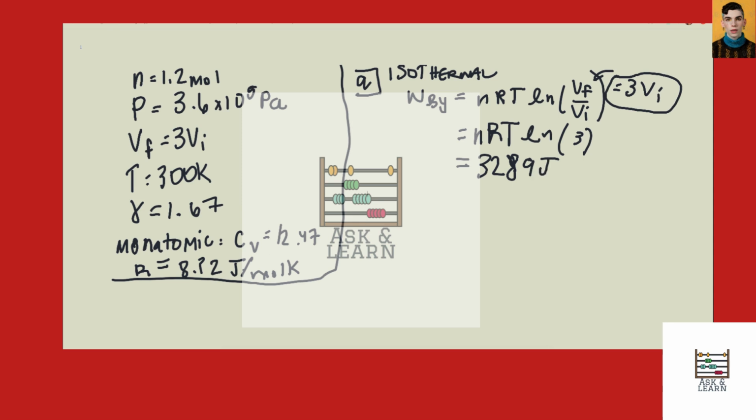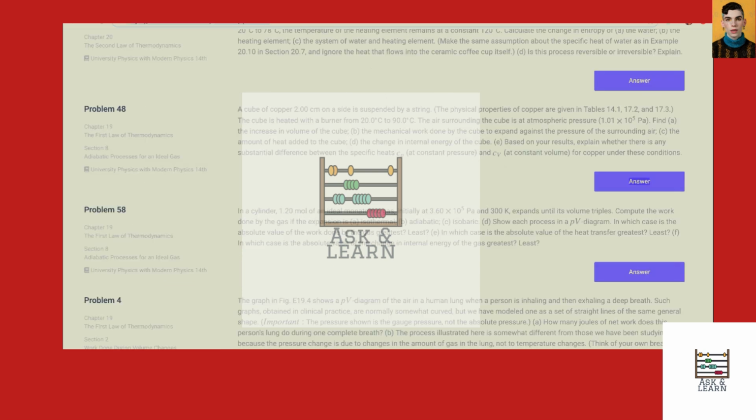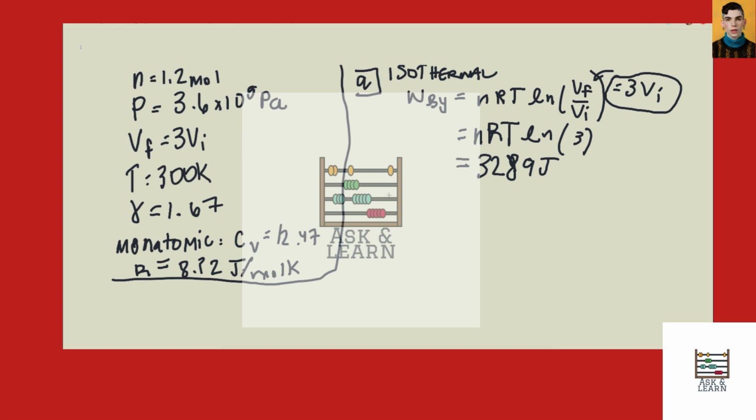Great. And so the next one is adiabatic, where Q equals 0. I'll go ahead and label that adiabatic. Then we can use our formula: work equals nCV times T final minus T initial.